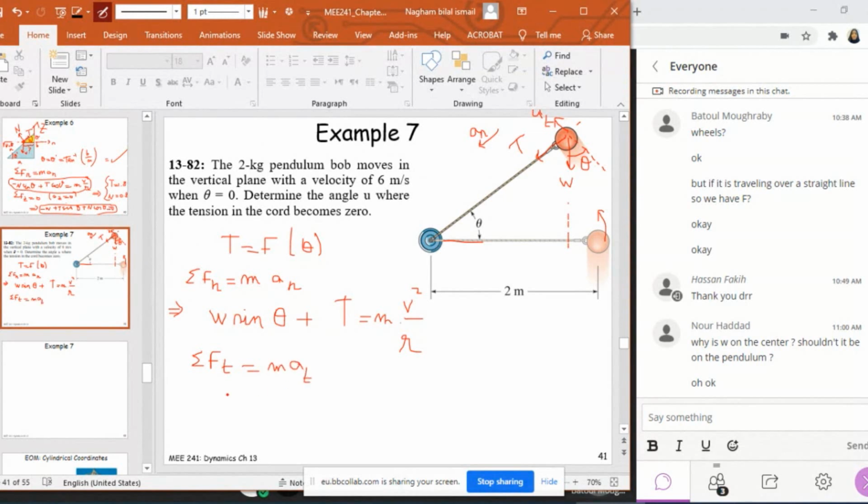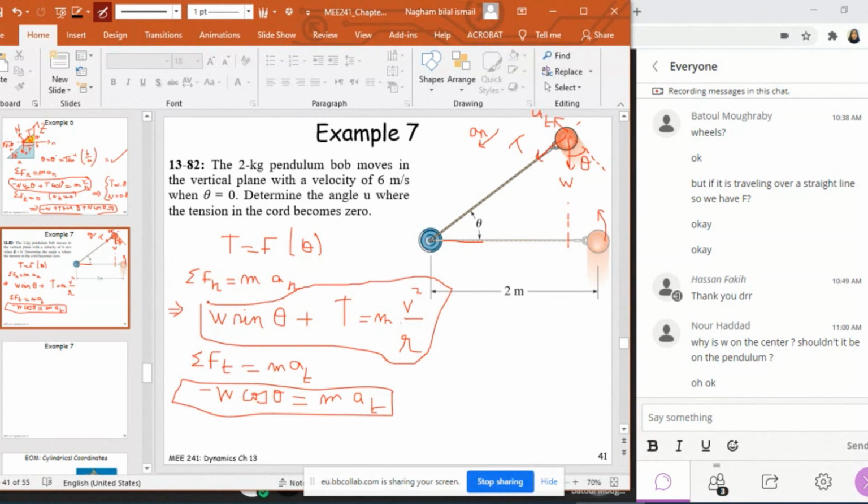Now, if I do the sum of Ft equal to m a_t, this will give me that minus W cosine theta is equal to m a_t. So I have this equation that relates a_t with cosine theta, and I have this other equation that relates the sine with T.